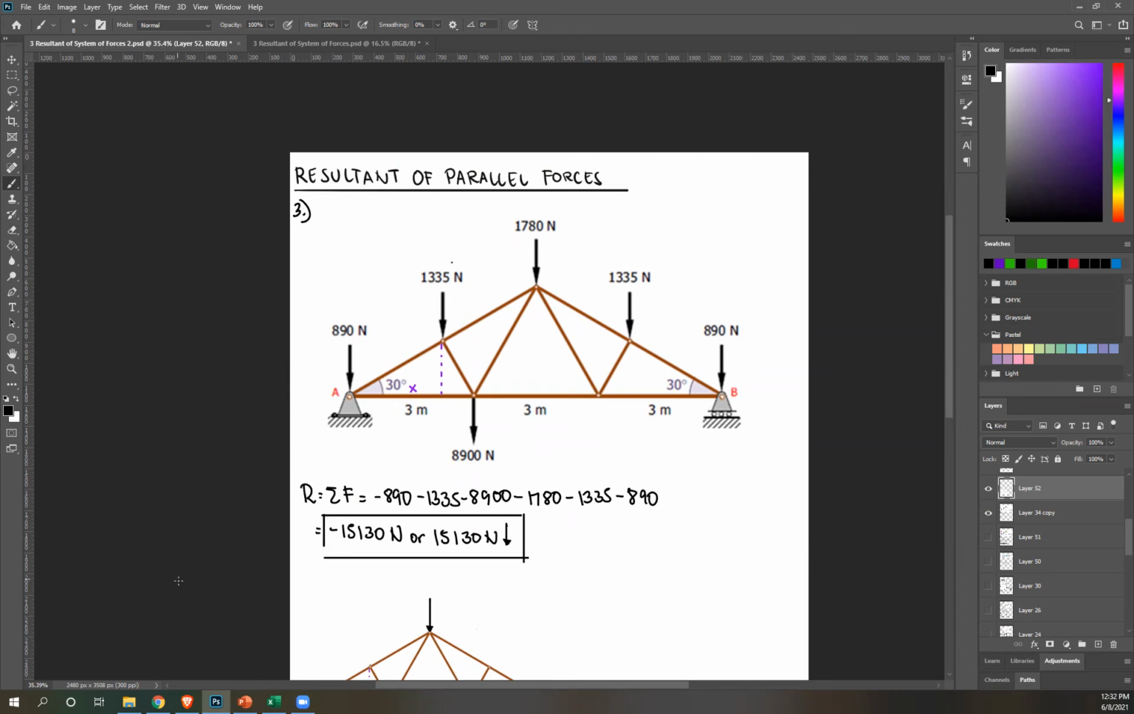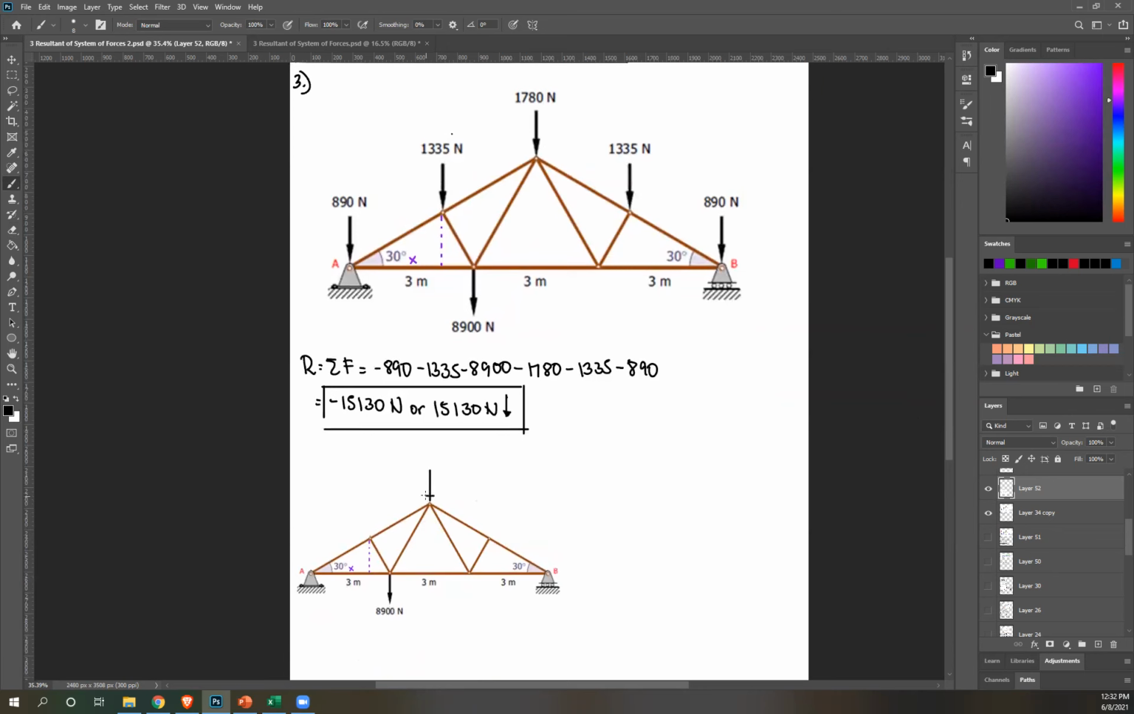That's 6225, right? 890 plus 1335 plus 1780 plus 1335 plus 890. Okay, sorry, it's 6230. Once again, that's just the summation of all of this. That's 6230.